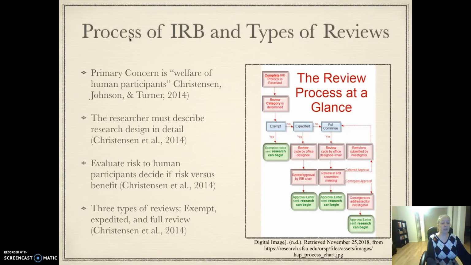The primary purpose of the IRB is the welfare of the human participant. The researcher must submit the research design in detail to the IRB to make a decision about the study. The researcher must decide how they will conduct the research and the participants that will be used. Then the IRB must make a decision about what the risks to the participants are and what the perceived benefits of the study are. The IRB must then decide whether or not to allow the study based on the risk to the participants.